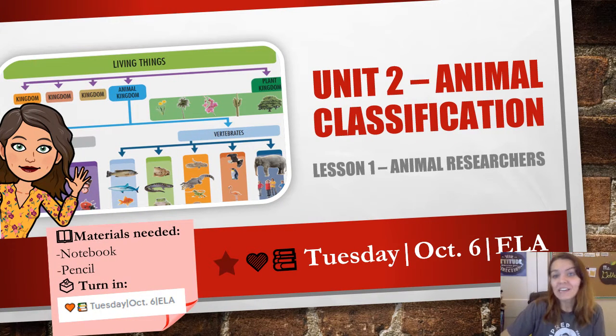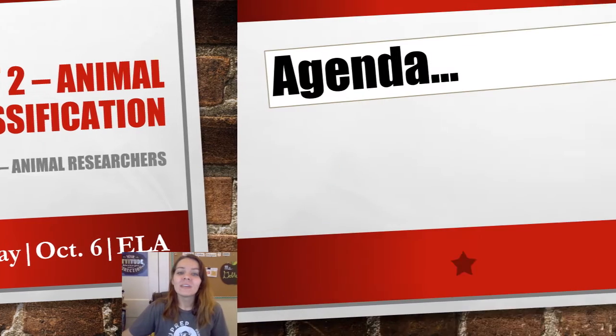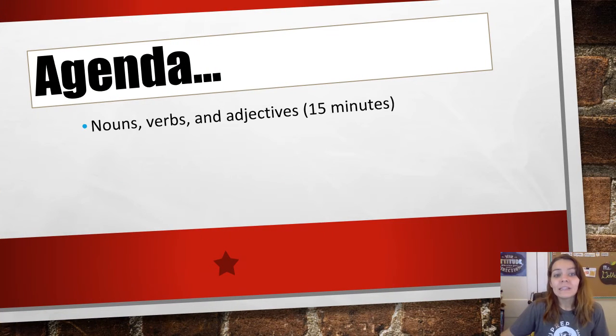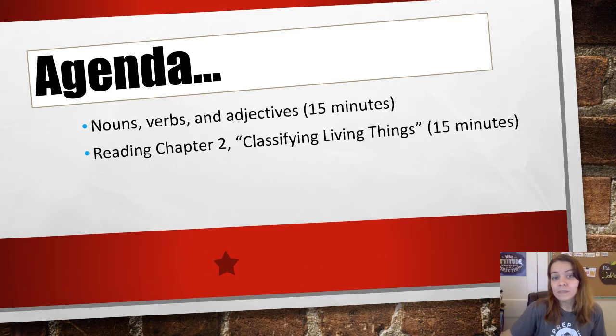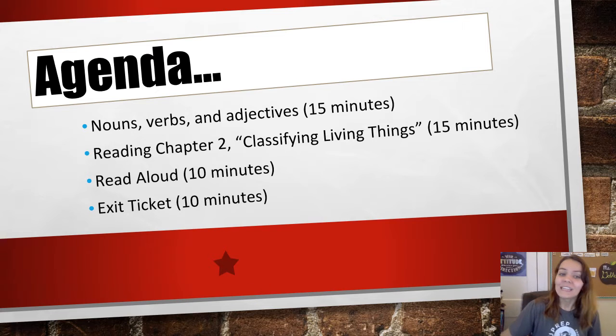We are continuing in our animal classification unit today. By the end of the video, you will turn in Tuesday, October 6th, ELA. Today, we will spend some time talking about nouns, verbs, and adjectives. We'll read chapter 2. There'll be a short read aloud, and then you'll have an exit ticket.